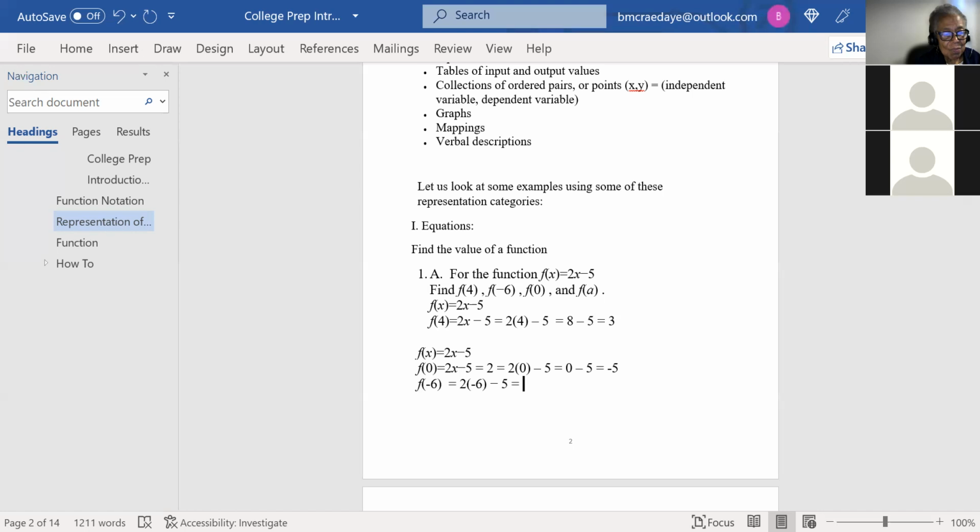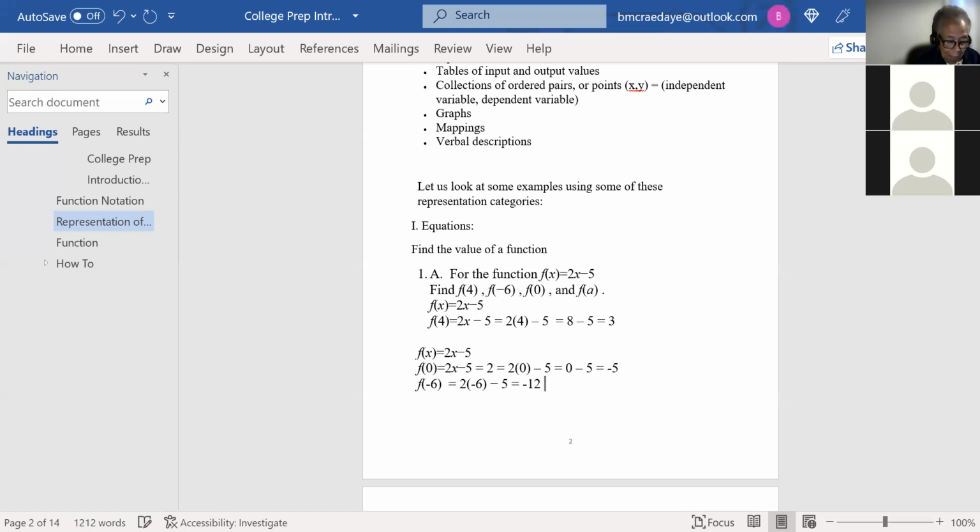2 times a minus 6. Is that a positive? Plus times minus is negative. Remember, multiplication of unlike signs gives you minus. So that would be minus what? Is it 12? That's it. Very good.